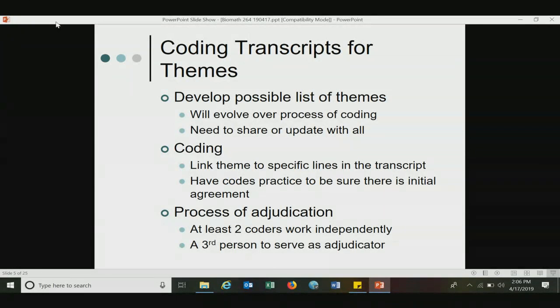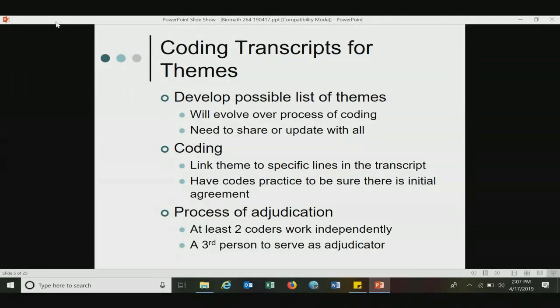And then before you have anybody going through and just coding on their own, you want to have the coders practice to make sure that they're agreeing about what theme should be. So you might take, for instance, the first 3 transcripts and have them all 3 code and compare their coding so that they're all coming up with the same answers.